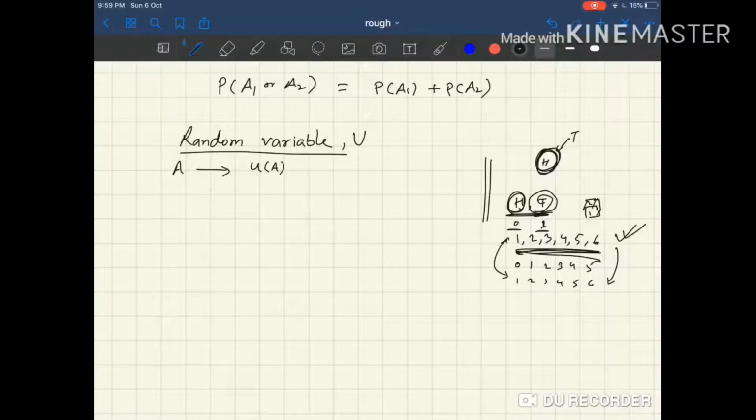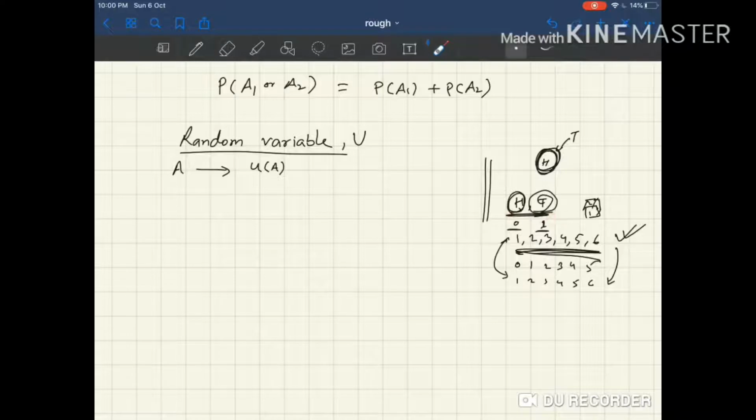So the random variable U consists of all possible U(A)s together with an associated measure of their probabilities. So you can imagine a random variable as a set where all the possible U(A)s are given, and associated with that, whatever probabilities it has.